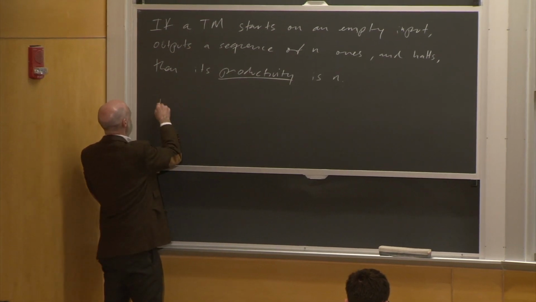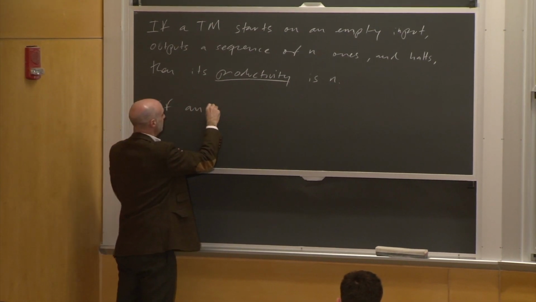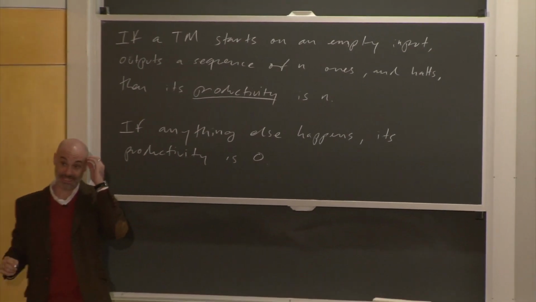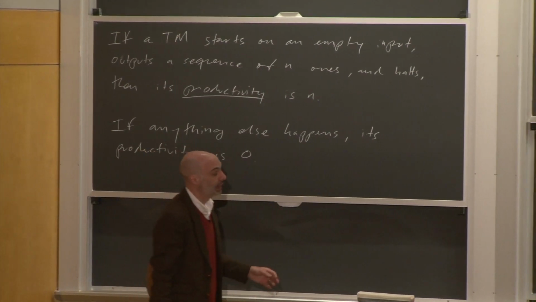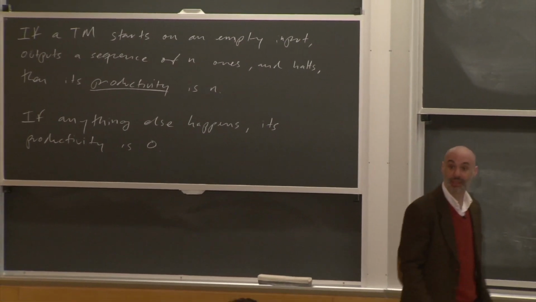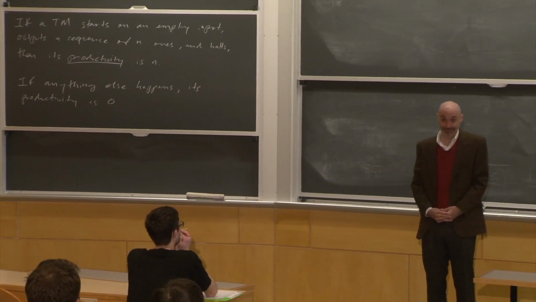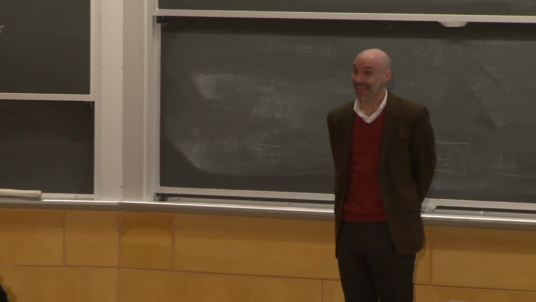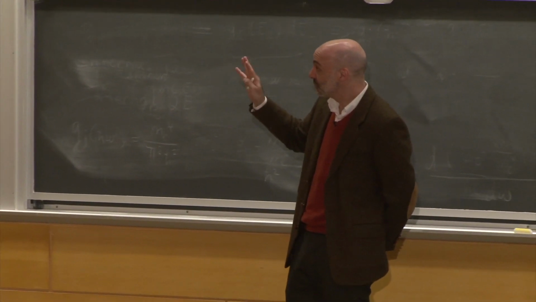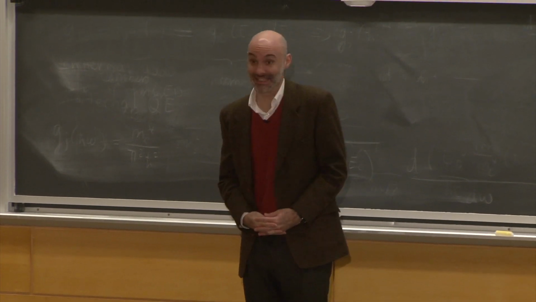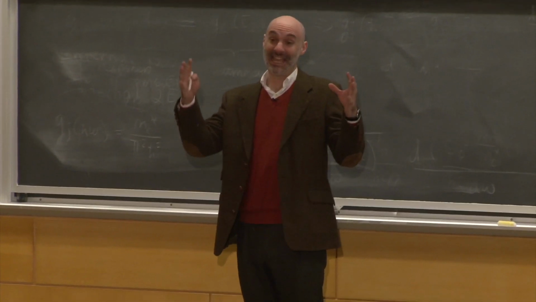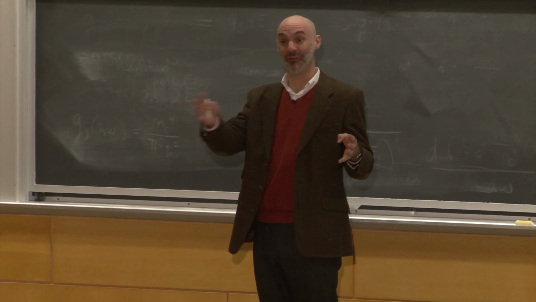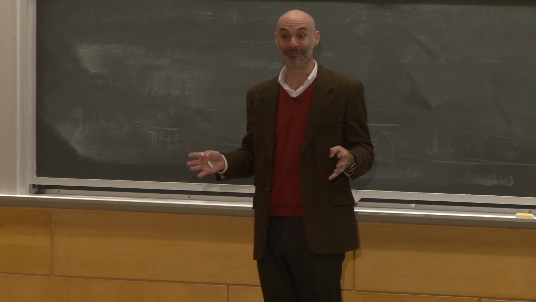And if anything else happens, we'll just say that its productivity is 0. So in particular, a Turing machine that never stops has productivity 0, even if the reason it never stops is it just keeps writing ones forever. And productivity is an interesting notion because it's so much harder to write a large number of ones and then stop than it is to just write infinitely many ones and go on forever.